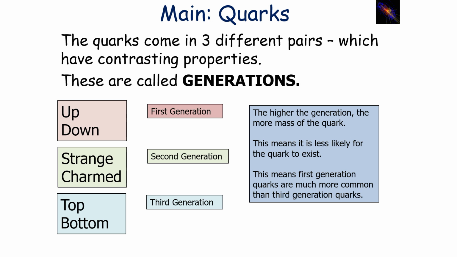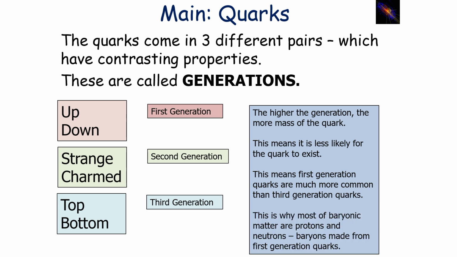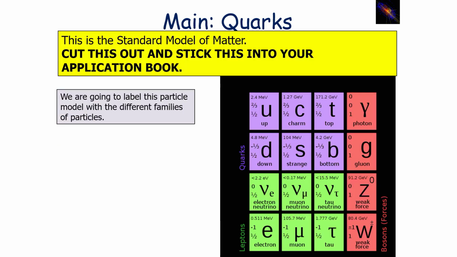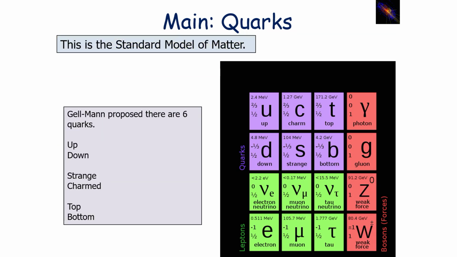This means it's less likely for the quark to exist. This means that first generation quarks are more common than those of third generation quarks, which is why protons and neutrons are made from first generation quarks. So that's a very, very important idea.